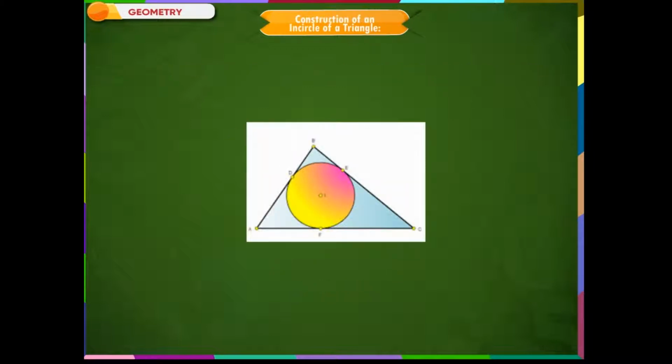Construction of an incircle of a triangle. The circle that fits the inside of a triangle is also called an inscribed circle. It is the largest circle that will fit and it just touches each side of the triangle at a point. Here, the circle touches AB at D, BC at E and AC at F. So, the circle is the incircle of the triangle ABC.